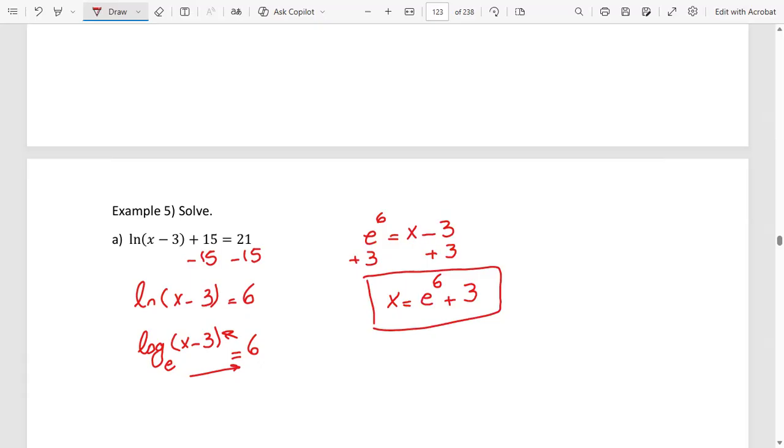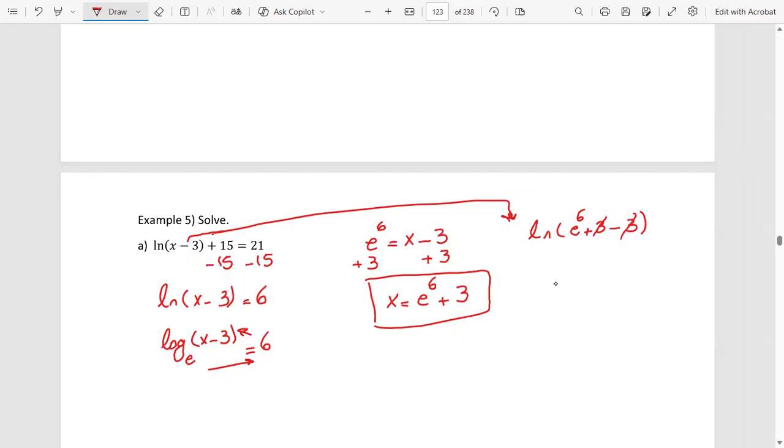Do we have to check the solution? For sure, we have to check the solution. So the only log that I have is this one. Okay, I have the ln of x minus 3, and I will replace the x by e to the 6 plus 3. 3 and 3 cancel each other, and we just have ln of e to the 6. Is e to the 6 a positive number? Yes, because e is 2.7, and even if you raise it to the 6th power, you still have a positive number.